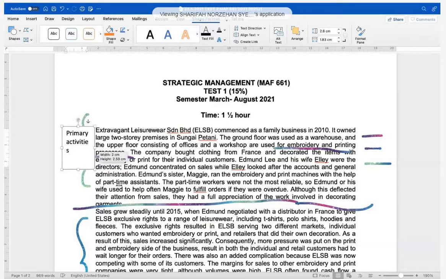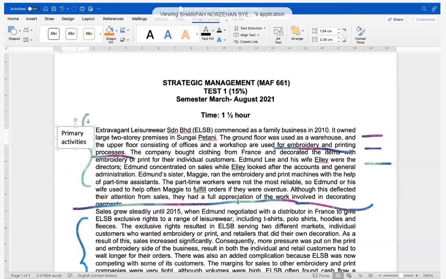One of the questions mentions primary activities. Okay, about what? Value chain. Oh, this is something that I can use for value chain. The company bought clothing from France and decorated the items with embroidery or print for their individual customers.